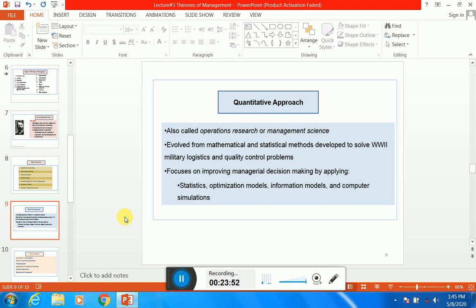Now, the quantitative approach is sometimes known as operations research or sometimes as management science research. It evolved from the mathematical and statistical methods developed to solve World War II military logistics and quality control problems. The focus was on statistics, optimization models, information models, and computer simulation. Now let me explain what basically the theory says.